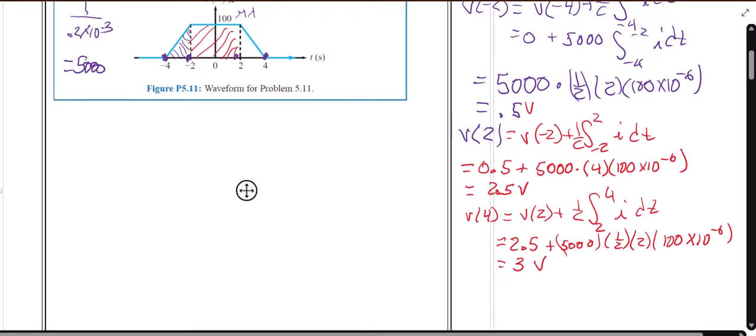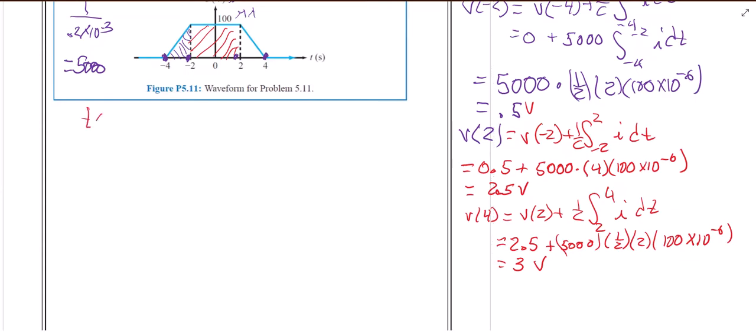So first of all, we know that for t less than -4, v is 0. So that's the first part. Our function is going to have 1, 2, 3, 4, 5 different parts to it. So now let's look at the part from -4 to 2.